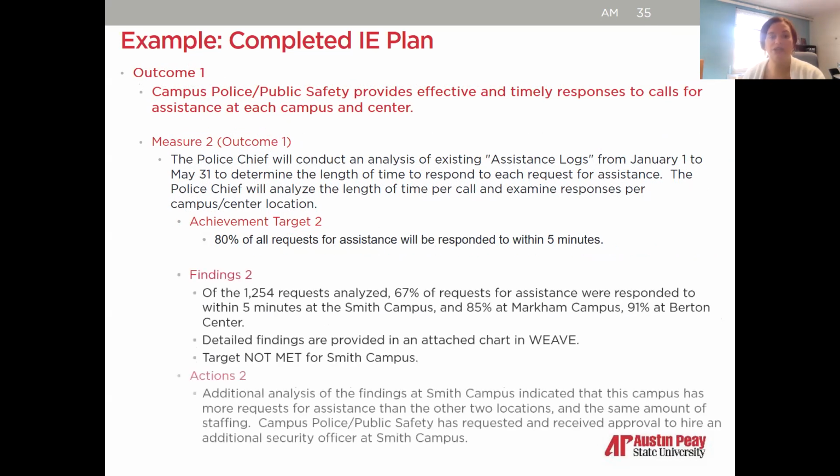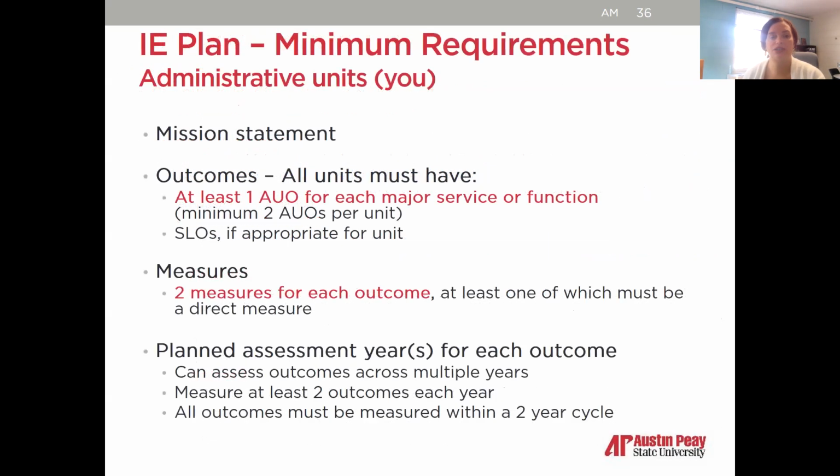Okay, more examples that you can look at. Just a reminder of the minimum requirements. You've got to have a mission statement. You need to have outcomes, minimum of 2. Measures, we wish for 2 measures, but we're okay if it's 1. And then you have to have a plan. Are we going to assess all outcomes every year, or do we want to sort of stagger it out?